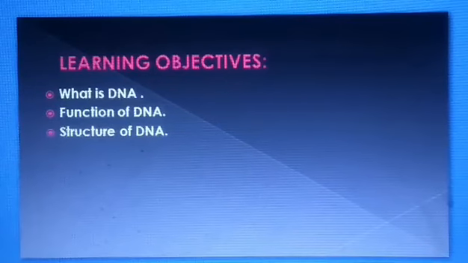So this is the learning objective of my discussion. In this discussion I am going to discuss what DNA is, and the structure and functions of DNA.